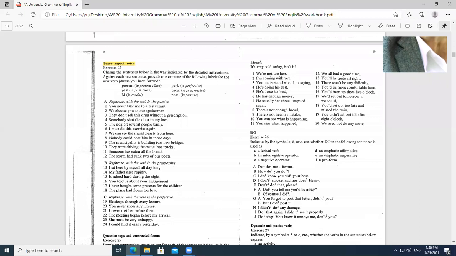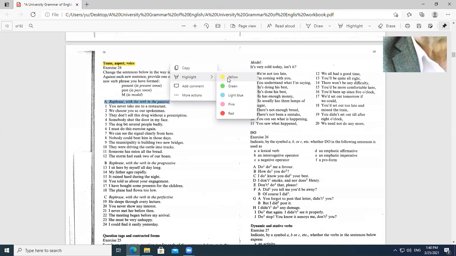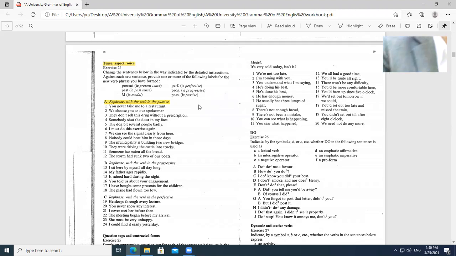Now change the sentences below in the way indicated by the detailed instructions. Against each new sentence, provide one or more of the following labels for the new verb phrase you have formed: present, present tense, past, past tense, M, modal, PR, imperfective, progressive, past, passive. Now rephrase with the verb in the passive.